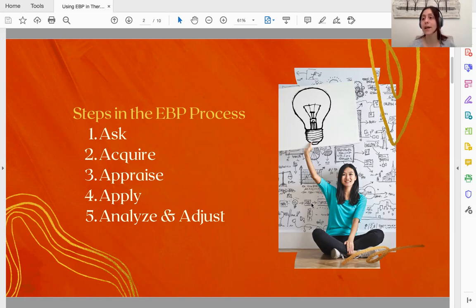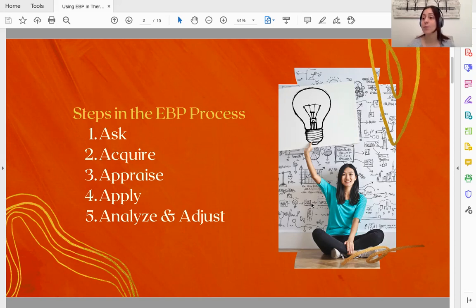Step two is acquire, and this is what evidence and theory exists to explain or address the situation. So this involves reading articles and books, going to trainings, attending group supervision and individual supervision in order to gather the information that's already available. This is your research process in a sense.